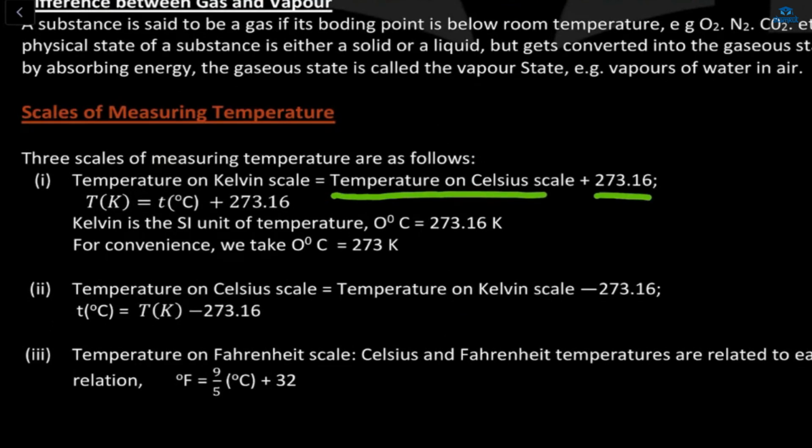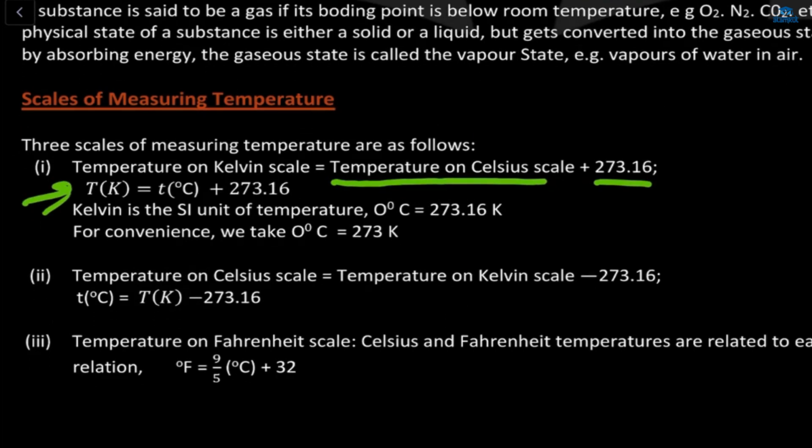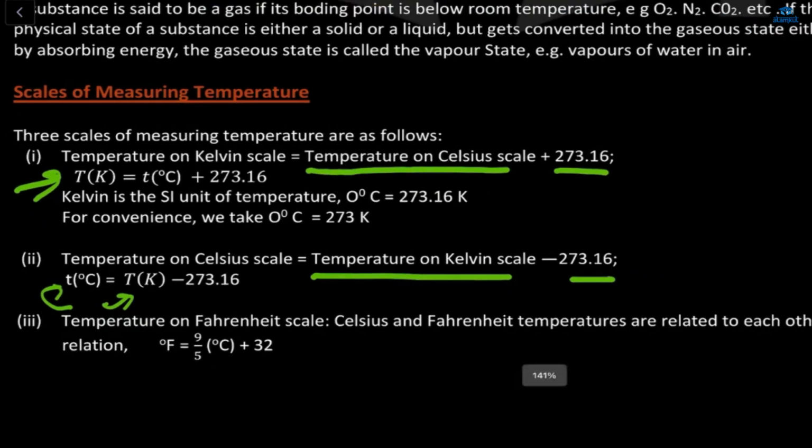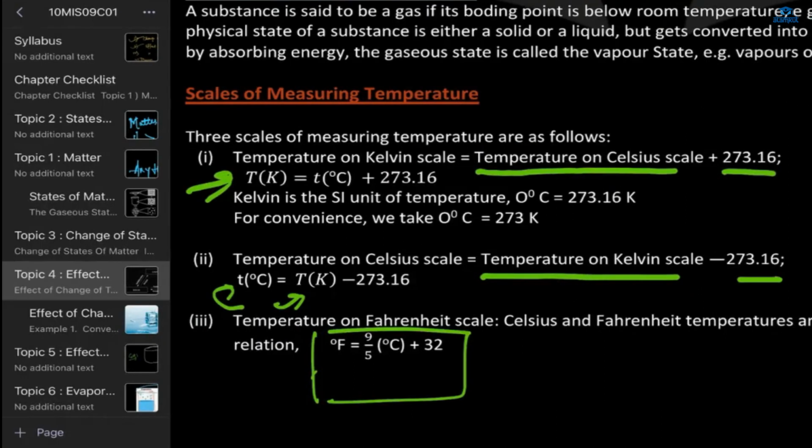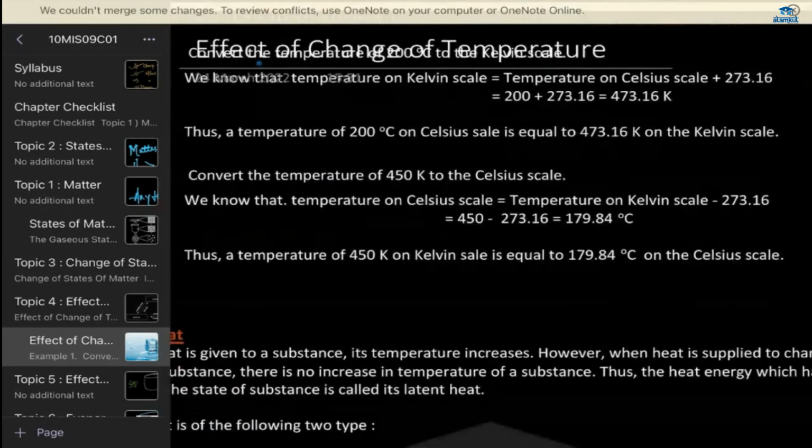So when your Celsius is given and you have to calculate the Kelvin, you have to apply this formula. Temperature on Celsius scale is the temperature on Kelvin minus 273.16. When Kelvin is given and Celsius is asked, you have to apply this formula. For Celsius and Fahrenheit, this is your formula: Fahrenheit equals 9 by 5 times degrees Celsius plus 32. Just one minute, quickly we will revise this.